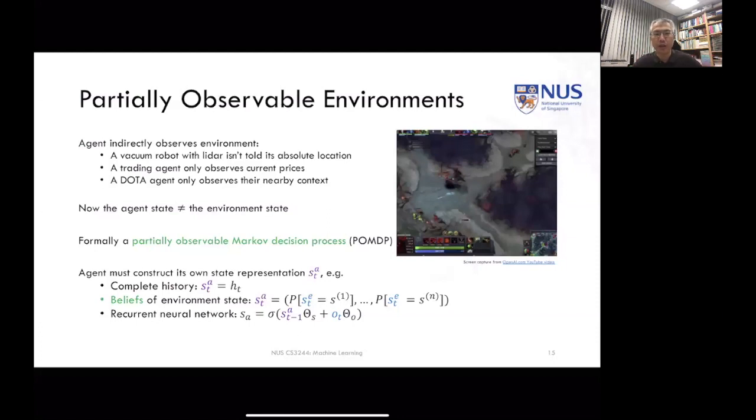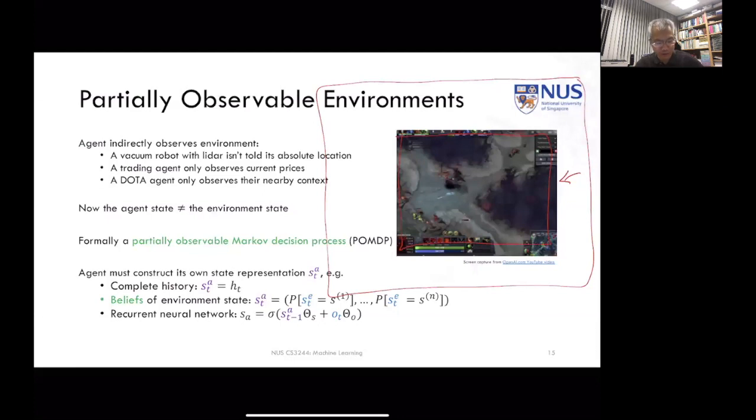Similarly, a trading agent only observes the current prices. It doesn't observe prices in other stock markets, although you could try to tell it that. It might not be able to observe other trades going on outside of its immediate environment. And similarly, in the case of Dota, the computer-controlled agent is only seeing where it is itself, as well as some local context. The game environment might be represented by a lot of other things going on outside of the specific view that the agent sees, and it needs to take action despite the fact that it can only see part of the environment.